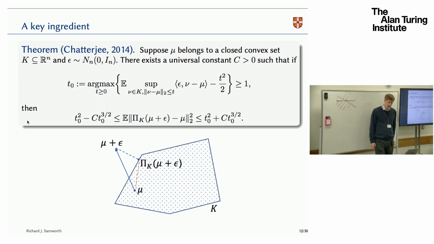So essentially it says that the risk of the projection of my observation onto the convex cone is characterized by this quantity T0, where T0 is the maximizer of this expression here. So this is like the supremum of a Gaussian process.